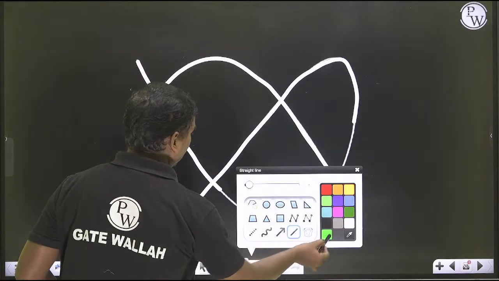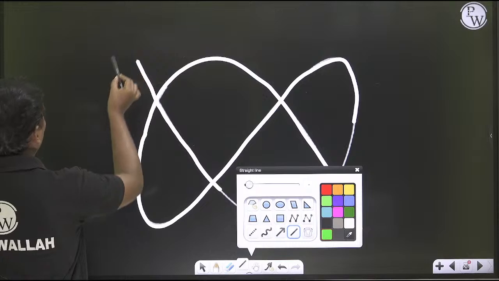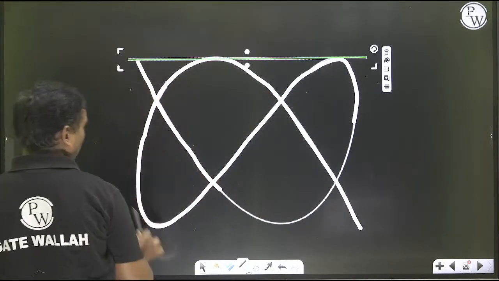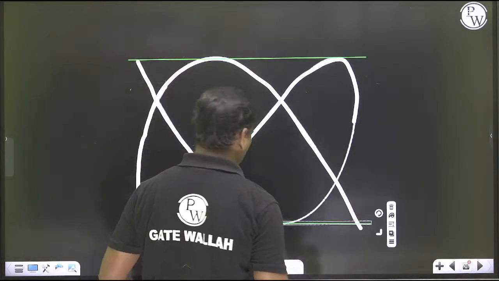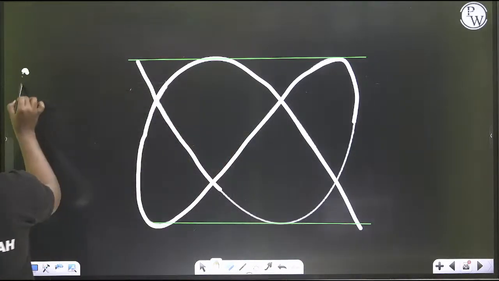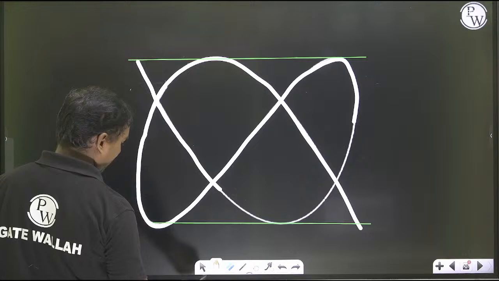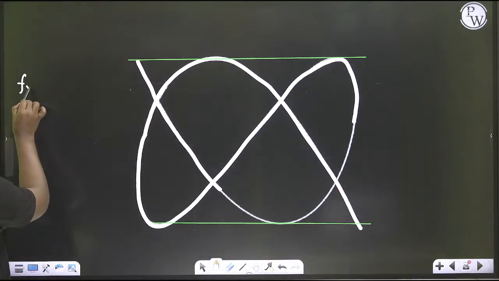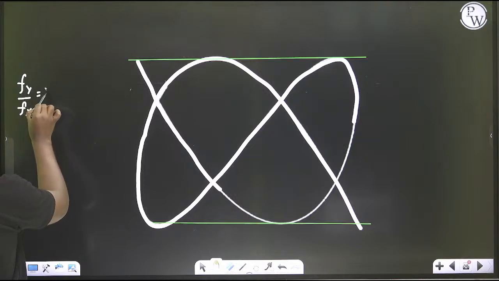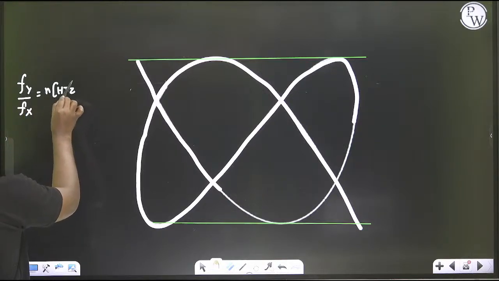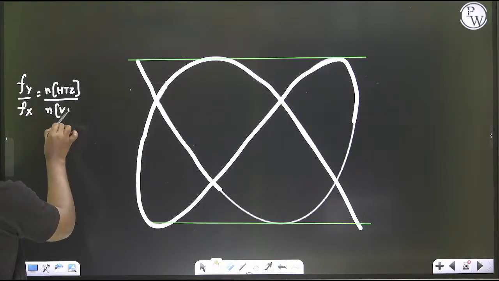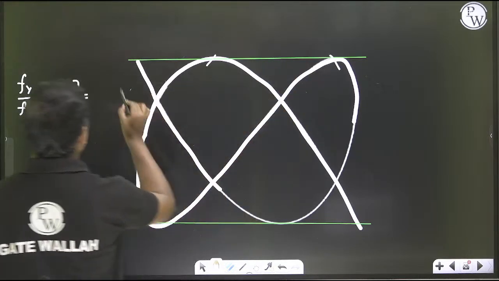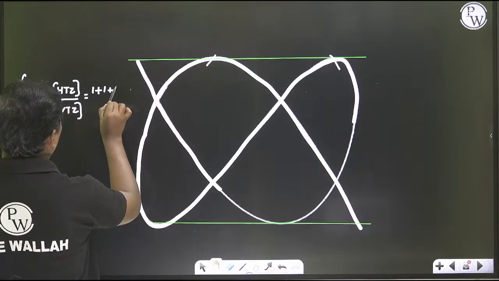See here. If you take the horizontal tangencies, this is completely full, this is half. Full, half. So if I am taking this fy by fx, number of horizontal tangencies by number of vertical tangencies. Horizontal tangencies 1, 1, half. 1 plus 1 plus half.